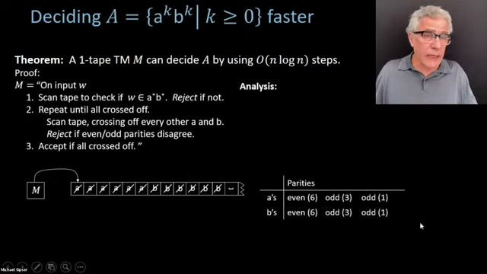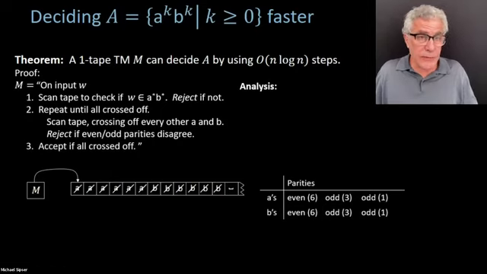Let me just say for a second, obviously if you ever get disagreement on the parities, then you know that the number of A's and number of B's had to disagree. But how do we know that if the parities always agree, that we actually did start out with the same number of A's as B's? You could see that in a number of different ways, but perhaps a cute way to see it is to look at these parities here, the sequence of parities in reverse.